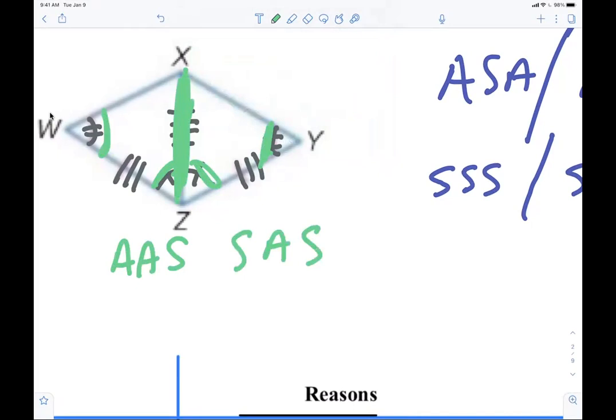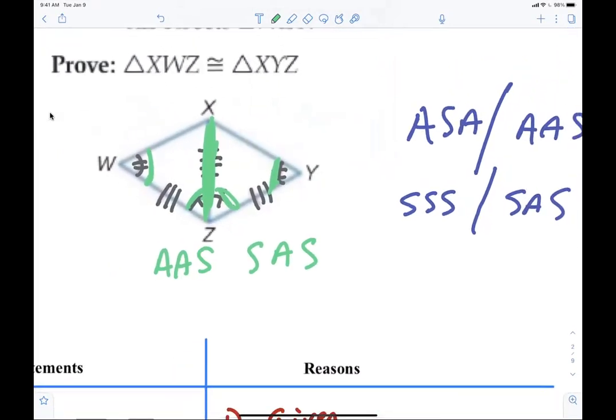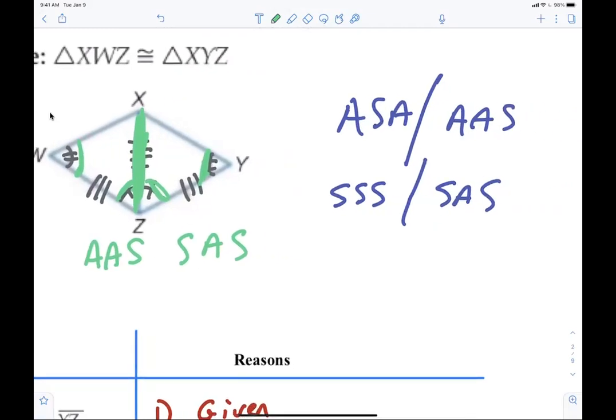Could I say side, side, side? No, because I don't have what? I don't have the third side. Thank you. I don't have the third side, so I can't use side, side, side. All right, so we just did angle, angle, side. We just established I can't do that.